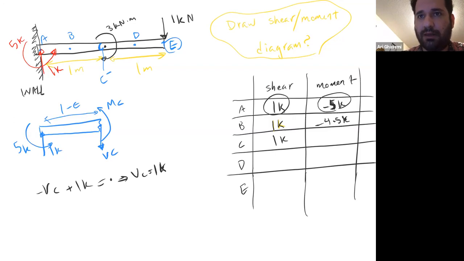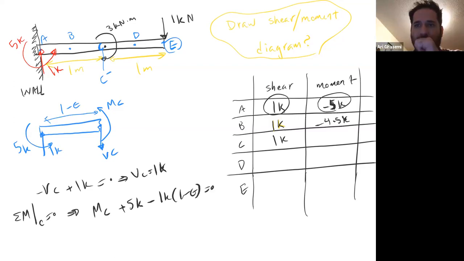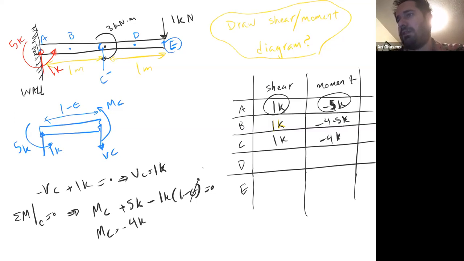And then I go to the moment equation, summation of moment about point C is equal to 0. Then I get MC plus 5K, negative 1K times 1 minus epsilon, is equal to 0. When epsilon goes to 0, you get 5 minus 1, 4, take it to the right, MC becomes negative 4K. So here, negative 4K at this point.